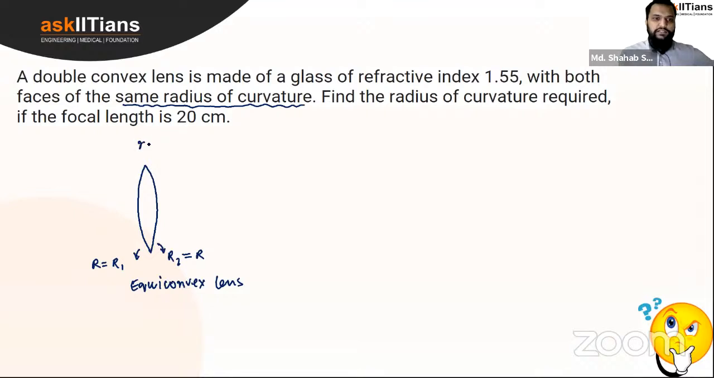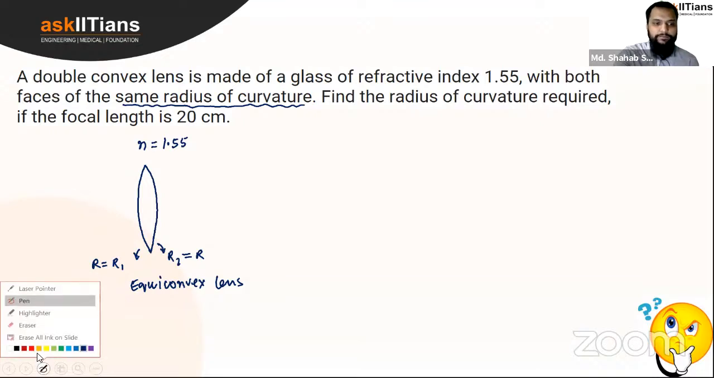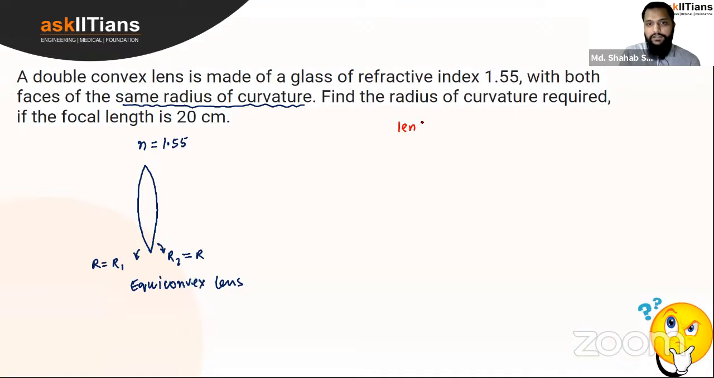Refractive index of the lens is given 1.55. Fine. The question is asked, find the radius of curvature so that the focal length of the lens is 20 centimeter. So this question is based on lens maker's formula. So guys, who remembers lens maker's formula? Tell me. This question is based on lens maker's formula.